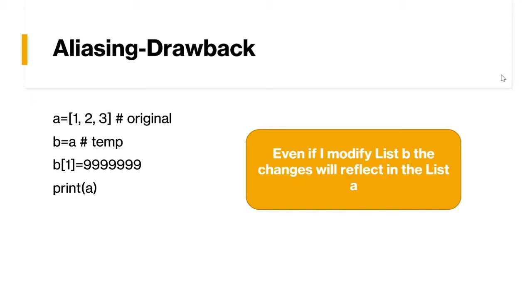So first of all, let us open our Python screen and visualize the process of aliasing, and make sure that what we have studied till now in aliasing is correct, and that this drawback actually exists.